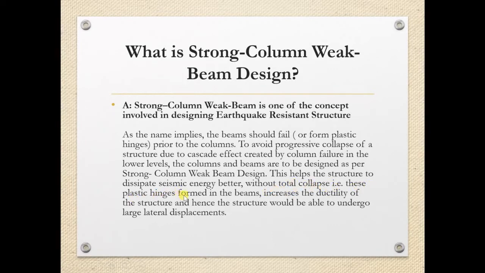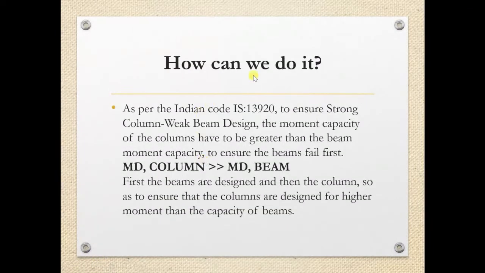When an earthquake occurs, plastic hinges will form in the beam first. This increases the ductility of the structure, and hence the structure is able to undergo lateral displacement. If your beam fails, then based on the base shear, your lateral displacement will be more. Now how can we do it? As per IS 1893, the moment capacity of your column should be greater than the moment capacity of your beam. So for that, we have to design the beam first and then the column.